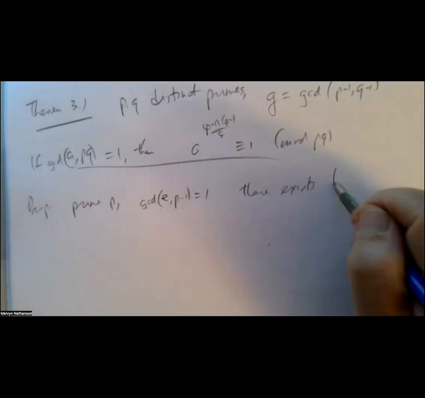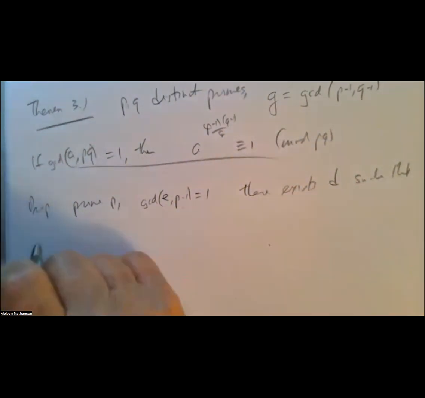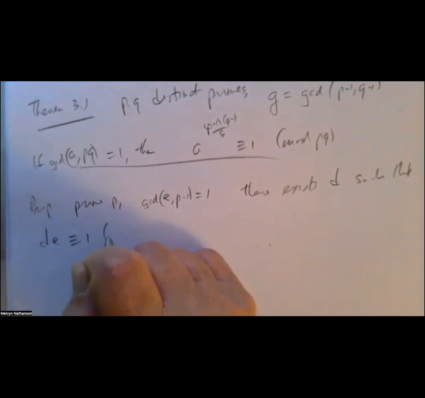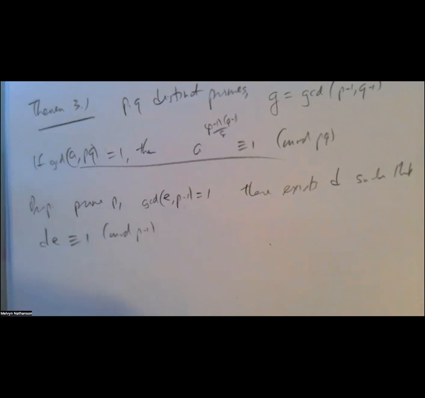there exists an integer D such that D times E is congruent to 1 mod P minus 1. The units mod P minus 1, the invertible elements, are the numbers E relatively prime to P minus 1. That means those are the numbers E for which you can solve this congruence, for which there exists an integer D such that DE is congruent to 1 mod P minus 1.